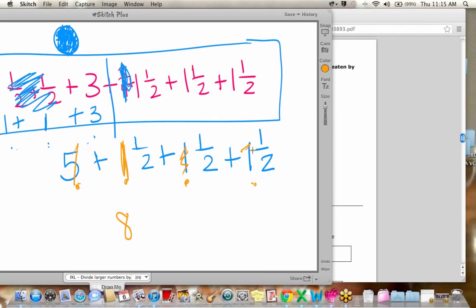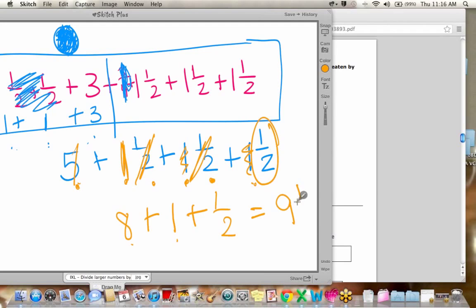Then a half plus a half. And now what is 1/2 plus 1/2, everyone? Yes, 1/2 plus 1/2 is 1. And then what's left over? 1/2. Good. So now, what's 8 plus 1? 9. And then your half.